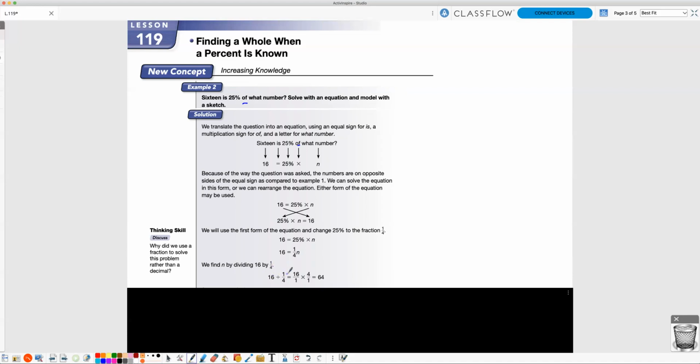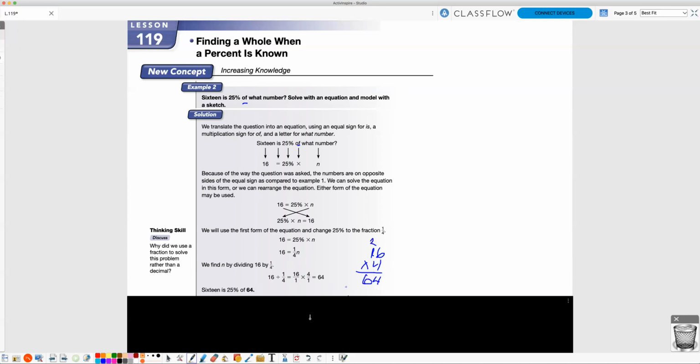16 divided by 1/4 is equal to 16 over 1 times the reciprocal of 1/4, 4 over 1, which would translate into 64 over 1, because 16 times 4 equals 64.